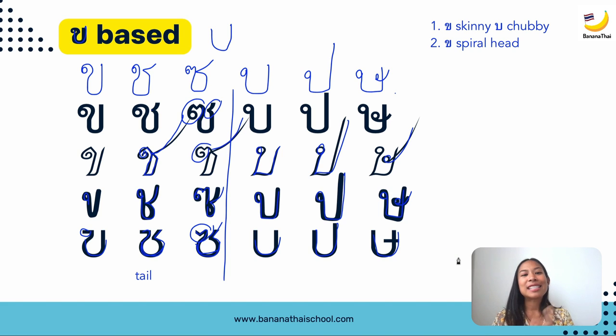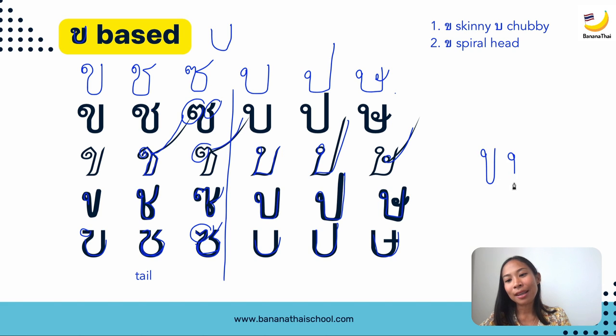Let's test a bit. What is this one, ka? Guess what? Ko kai, ka. Because it's simple, no tail, no broken head, and it's skinny. This is more like a cartoon font or my handwriting font. And this one is bobby mai, right? Because it's a bit fatter than ko kai. This is ko kai.